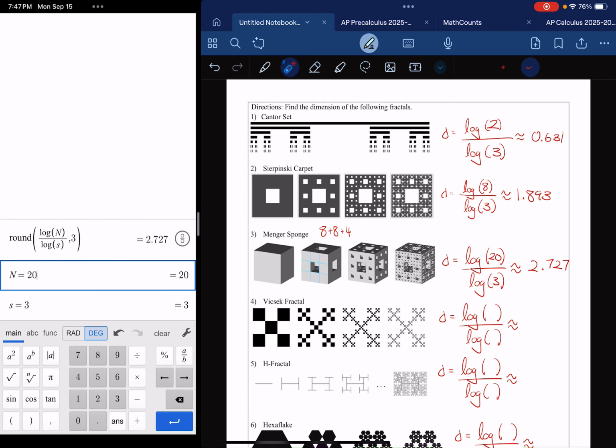I love taking a step back and looking at what we've done. We had a 1D object that made something a little bit less than a 1. We had a 2D object that made something a little bit less than 2. We had a 3D object make something a little bit less than 3. So that's kind of the pattern, right? Let's see if that holds through.